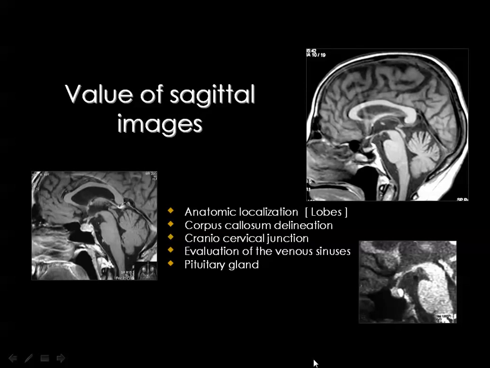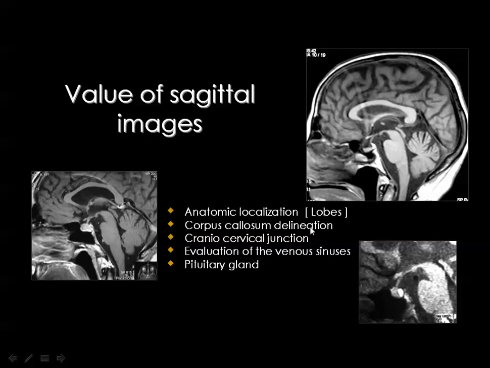And what are the values of the sagittal images in MRI? Number one, anatomic localization of the lobes. In this sagittal image, you can easily say this is the frontal lobe, and this is the parietal lobe, and this is the occipital lobe, and this is the cerebellum, this is the medulla, this is the pons, and this is the midbrain. And this anatomic localization can be achieved in a single image. In order to see the temporal lobe, you should go either to the left or to the right, as you all know.